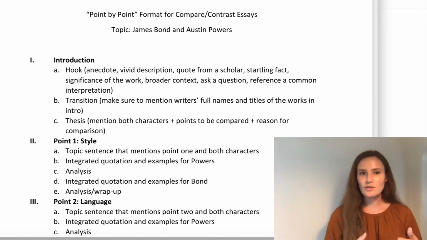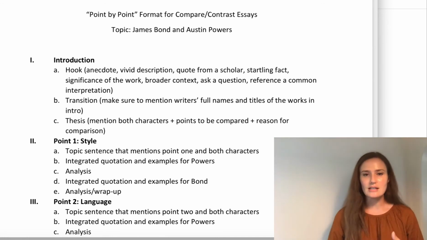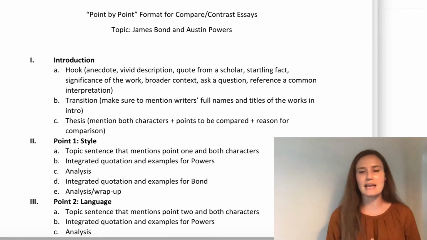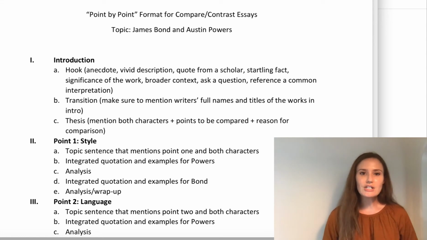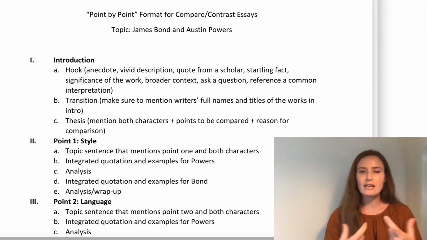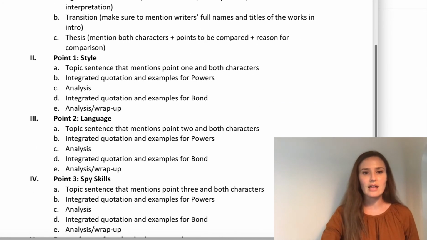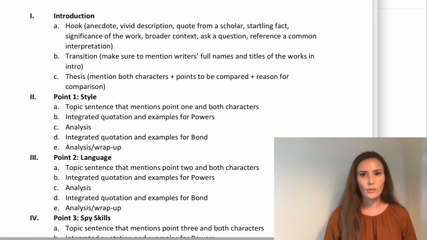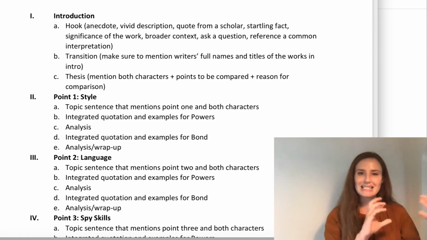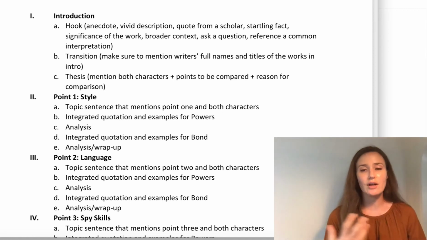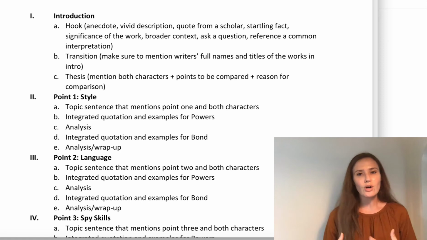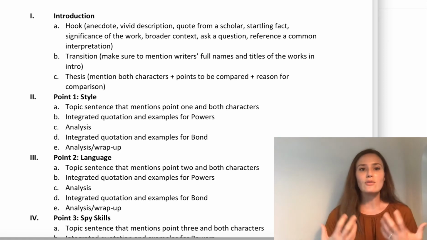Of course, some sort of transition between the hook and the thesis, where you reference the writer, or in this case, I guess it would be the filmmaker, and the titles of the works. And then your thesis should mention both characters, both things that you're comparing and contrasting. Also, the points you will be comparing and contrasting. In this case, it would be style, language, and spy skills, but of course I could use different words. But also you want to go beyond just listing to include the reason for comparison and contrasting. In other words, what does comparing and contrasting these two characters, what does that reveal?